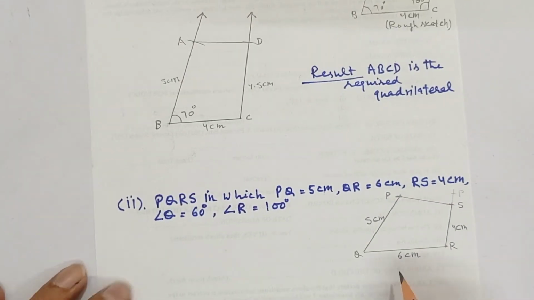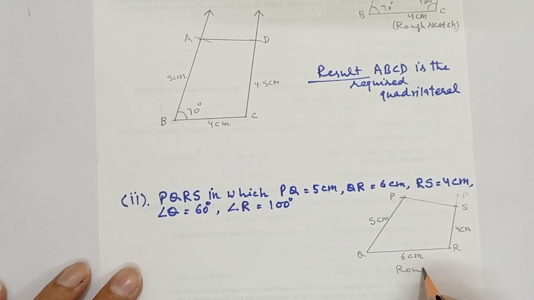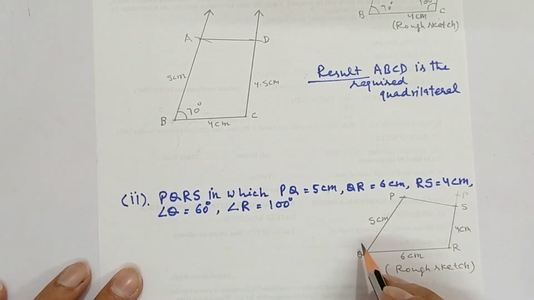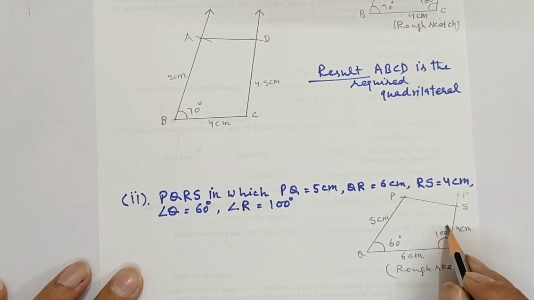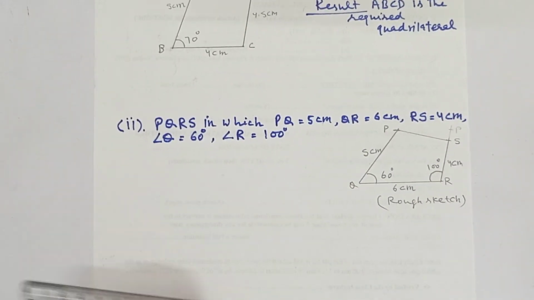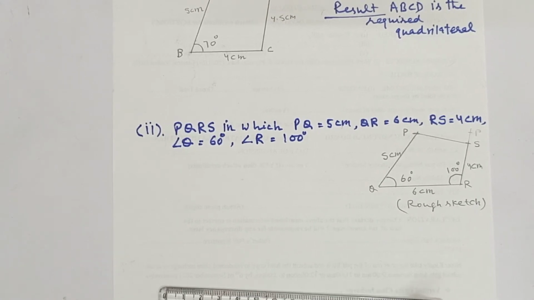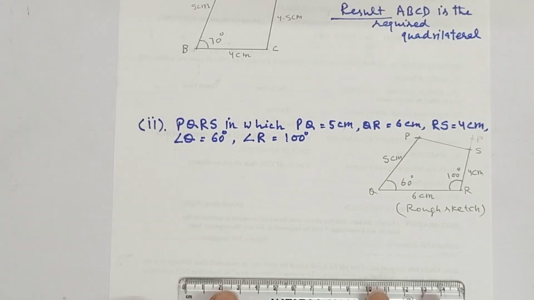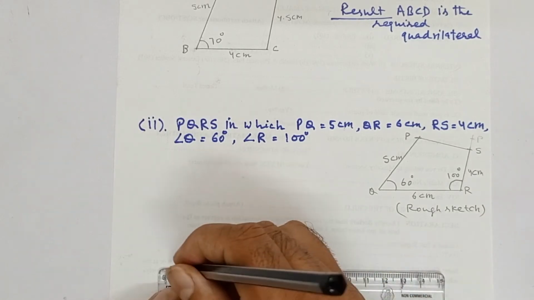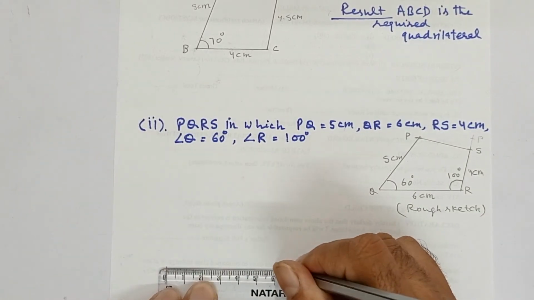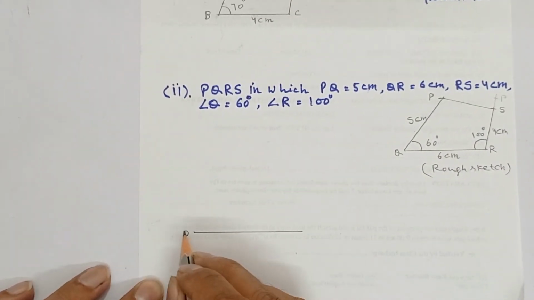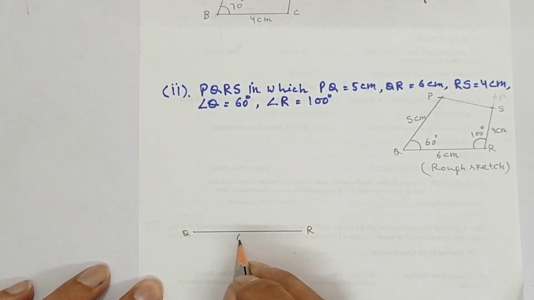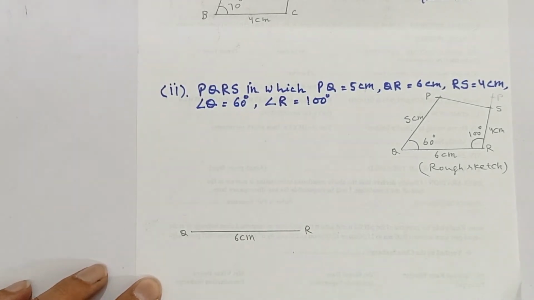Now let's make the fair sketch of the same. This is a rough sketch. Angle Q is how much degree? 60 degree. And angle R is of 100 degree. Now we will do its fair sketch, fair construction. QR 6 centimeter. Keep the scale in proper position. This is 0 and this is 6 and draw this line segment. This is QR 6 centimeter. Angle Q is of 60 degree.